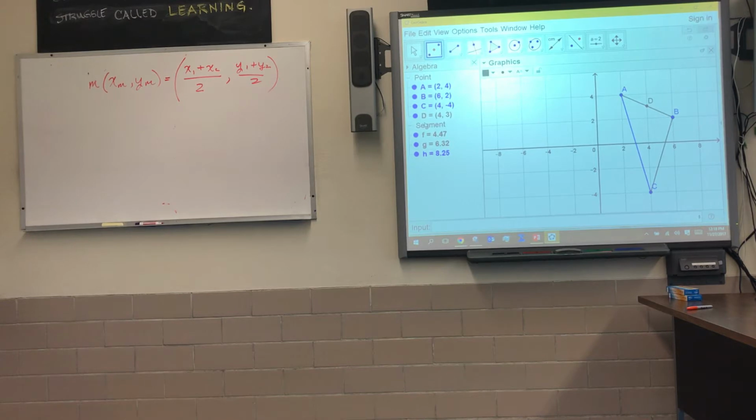Now I want you to go and find the midpoint of BC. So now we're looking at 2 different points, 6, 2, and 4, negative 4. Add the respective x's, divide by 2. Add the respective y's, divide by 2. And that should give you the midpoint of BC. And I want you to call that midpoint E.